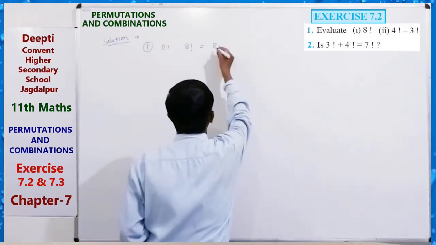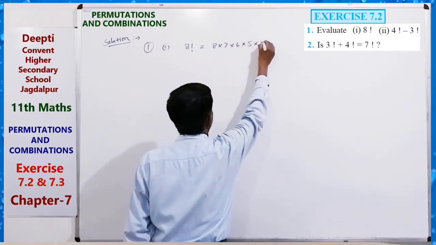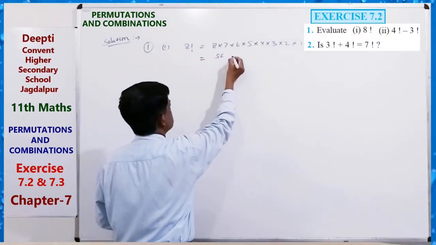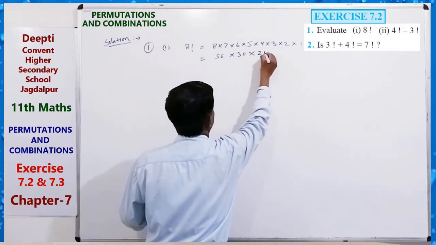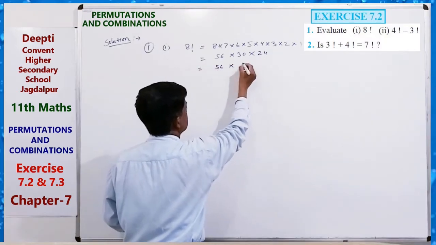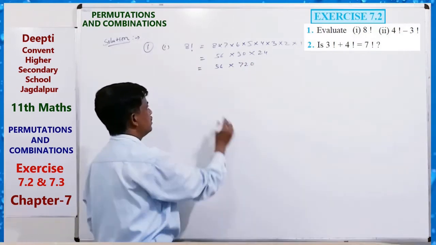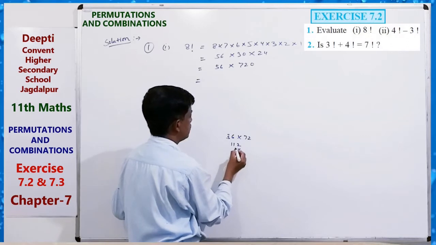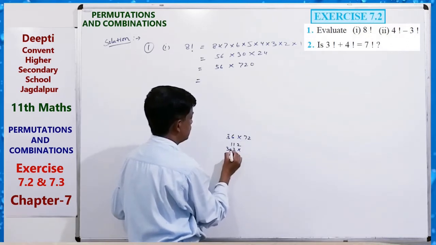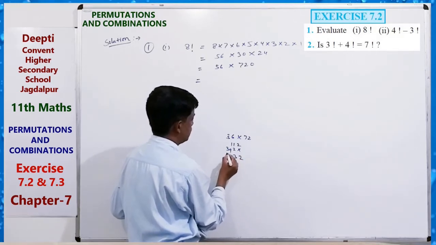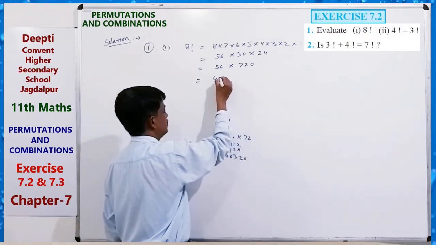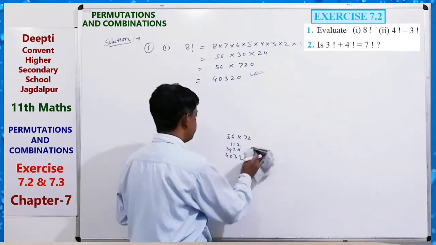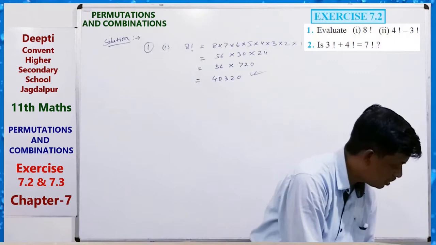So here we can write how? 8 into 7 into 6 into 5 into 4 into 3 into 2 into 1. 8 factorial means this. So we can multiply: 56 into 30 into 24, 56 into 72. Just multiply. So this is the way. 40320.